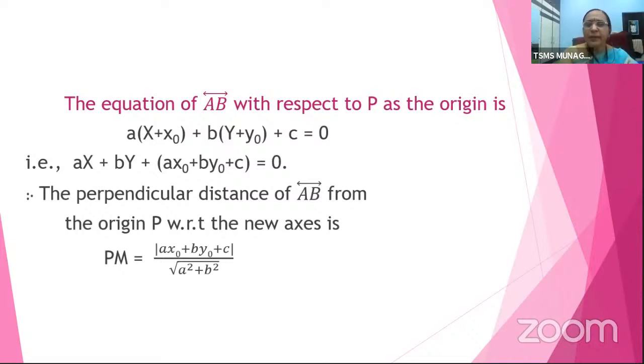So I repeat once again. The perpendicular distance from the point P of x naught, y naught to the straight line ax plus by plus c equal to 0 is given by modulus of ax naught plus by naught plus c by root of a square plus b square, which is nothing but substitution of the point x naught, y naught in the place of x and y in the standard form.